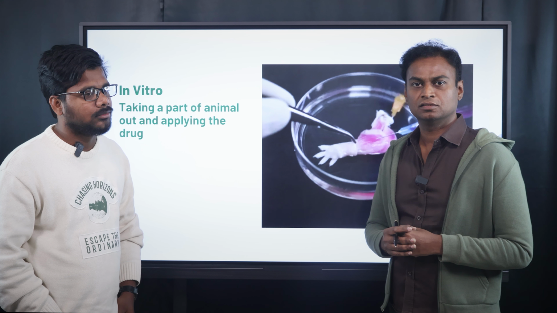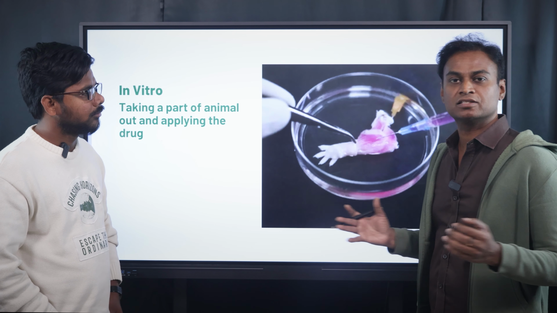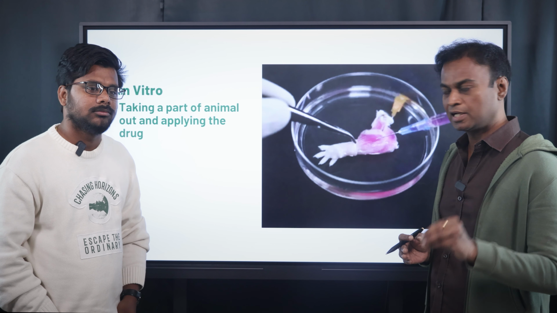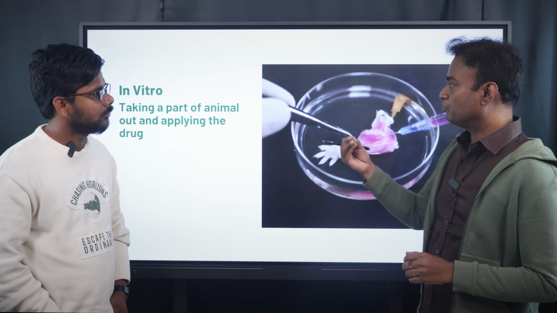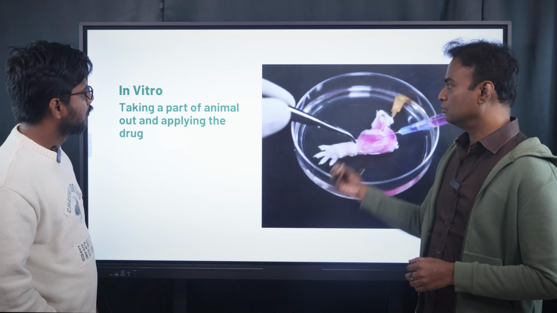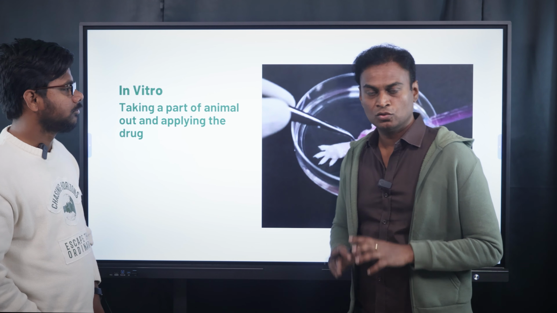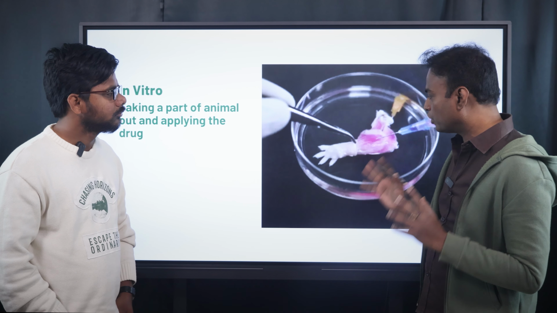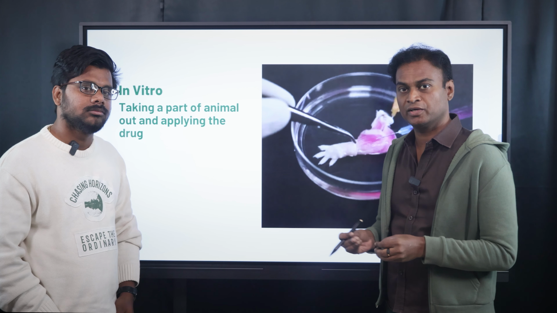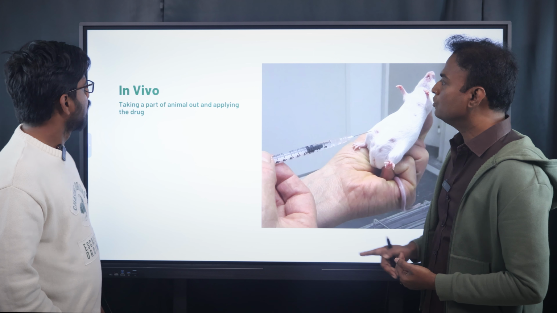Now you take the drug and put the drug here. You will check whether the intestine is relaxed or not. Is your drug relaxing the intestine or not? So basically you are taking the part of the animal out and doing research on it. That is considered as in vitro testing. Once you find that this drug is having some effect on the intestine of the rat, then you go for the in vivo test.